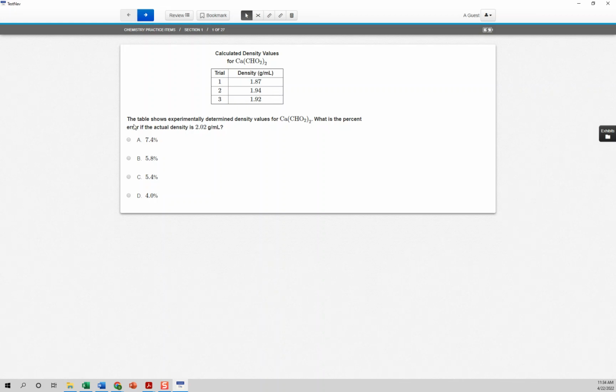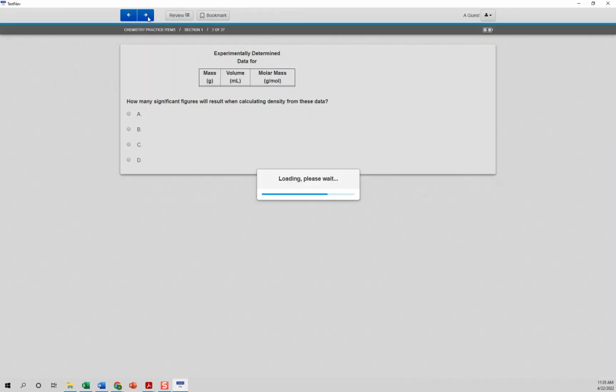Then all we have to do to calculate the percent error is take the absolute value of the difference. So we'll do 2.02 minus the average, which was 1.91, and then we'll divide by the true value, which is 2.02. So we'll do the difference of the two values, then divide by 2.02 times 100, and you should get 5.4%. All right, moving on.